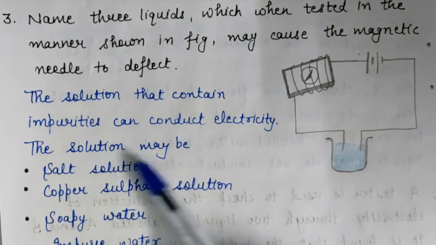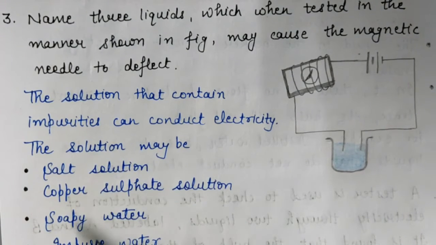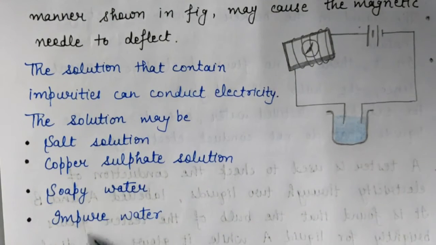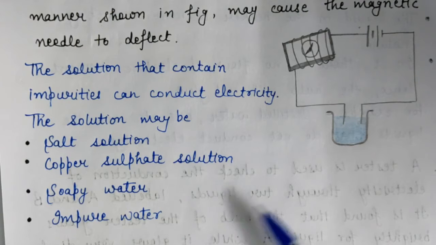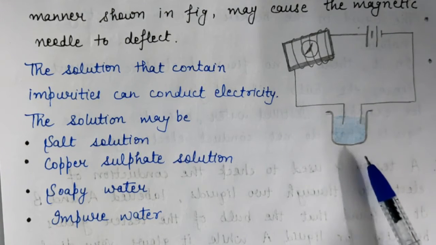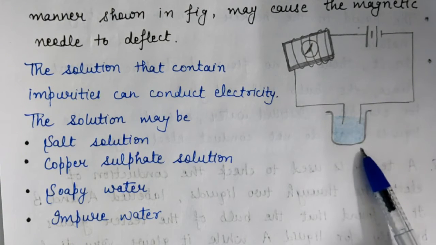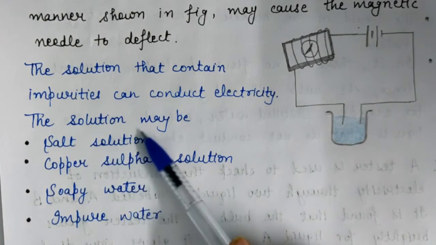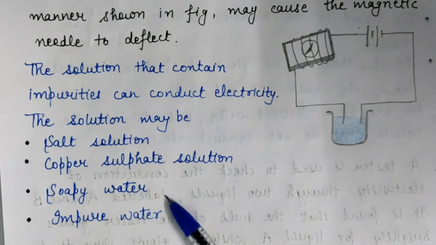So the solution may be salt solution, copper sulfate solution, soapy water or any other form of impure water. Because we know that the solution which contains impurities can conduct electricity, and when we take a conductive solution then the magnetic needle shows deflection. So the conductive solution may be salt solution, copper sulfate solution, soapy water and impure water.